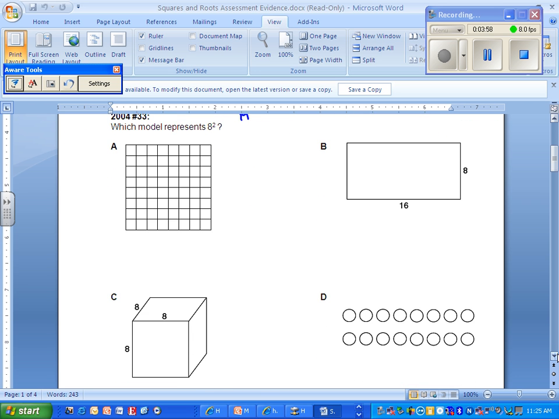All right, it says which model represents 8 squared? 8 squared is 64. So I'm looking for a model in the shape of a square. So that's not it. That's a cube. That's not it. And this looks like it's 2 rows of 8. That's not it. This is an 8 by 8, 64 square units. That's my answer. This is 8 squared. That model's 8 squared. 8 on each side. 8 squared equals 64.